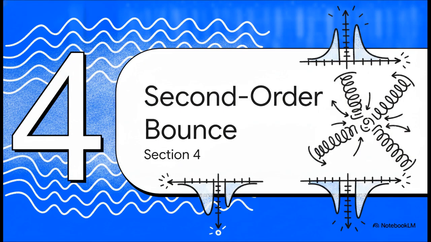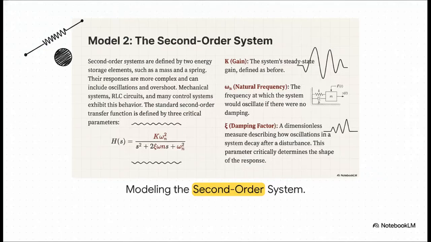Moving on to Section 4, the second-order bounce. Because what happens when our system pushes back and actually starts to bounce? When we add a second energy storage element into the mix, picture a physical mass attached to a spring, the math definitely escalates. The system can now trade energy back and forth. This means we have to solve for two totally new parameters: the natural frequency, which is basically how fast it wants to oscillate, and the absolutely crucial damping factor.